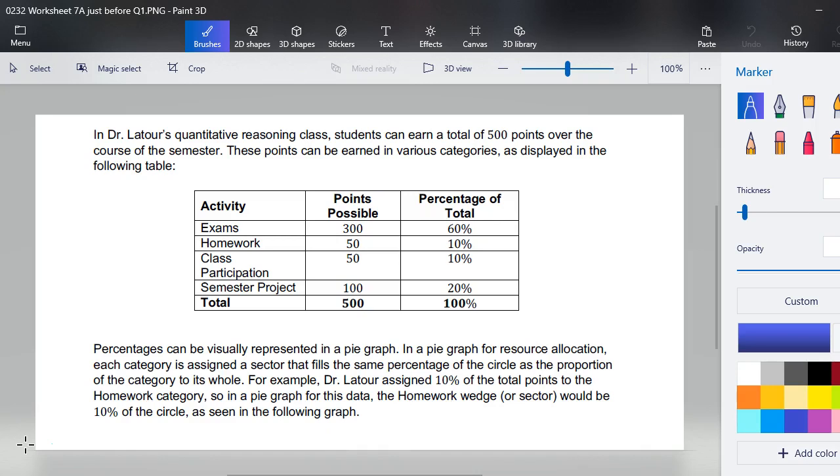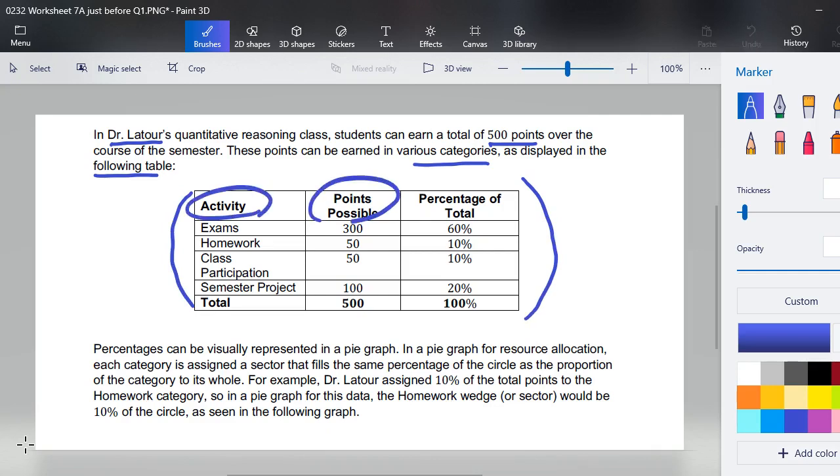Pointing out a couple of highlights in Dr. Latour's quantitative reasoning class, his students can get, or her students can get, 500 points. And they're earned in various categories, and they're displayed in this table. Always, when you get a chart, look at what's going on, what the titles are, what some other subtitles are.